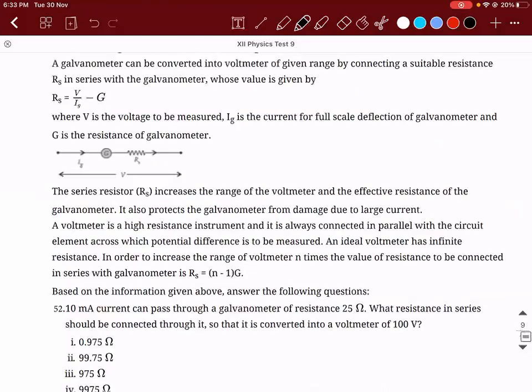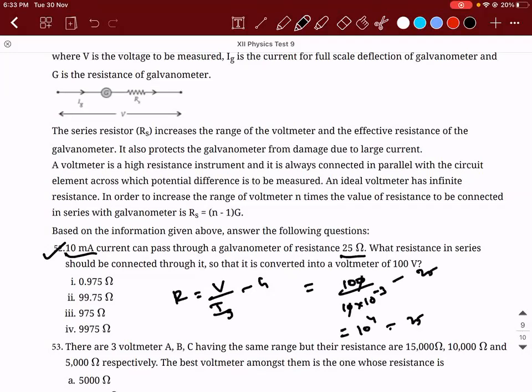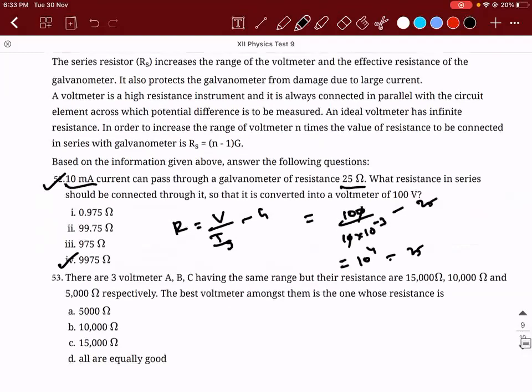Yes, sir. Okay. 52nd. I think this is the same question which I asked last test. 10 milliampere current can pass through a galvanometer of resistance 25 ohm. What resistance in series should be connected through it so that it is converted into a voltmeter of a certain value. So R is equal to V divided by IG minus capital G. V is how much? 100 divided by IG is 10 milliampere. So 10 into 10 power minus 3. This will cancel. So it will become 10 power 4. That is 10,000 minus G, which is 25. So 10,000 minus 25 is 9,975.